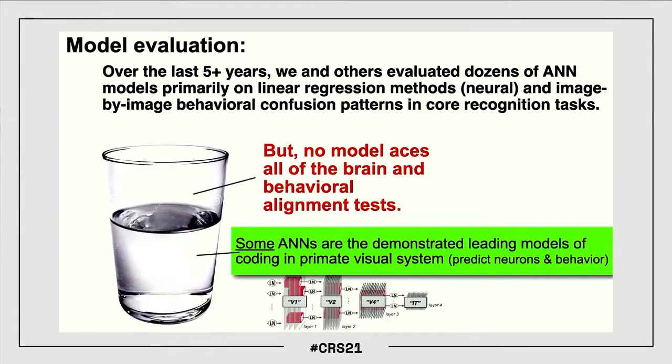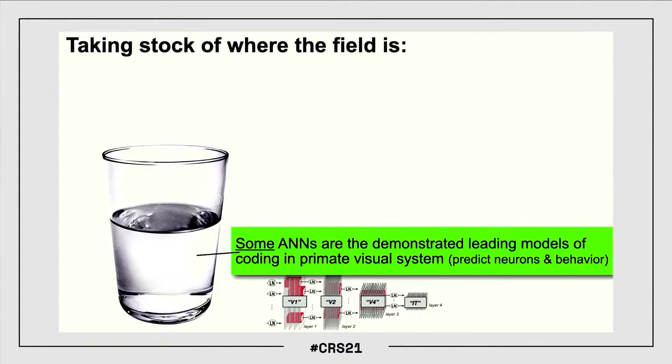However, we know that no model aces all the brain and behavioral alignment tests. We and others have shown that it's not perfect in areas V1, V2, all the areas, none of them are perfect, and the behavior is also not perfect. So that's the half empty part. Okay, so where are we then? Where do we go next?